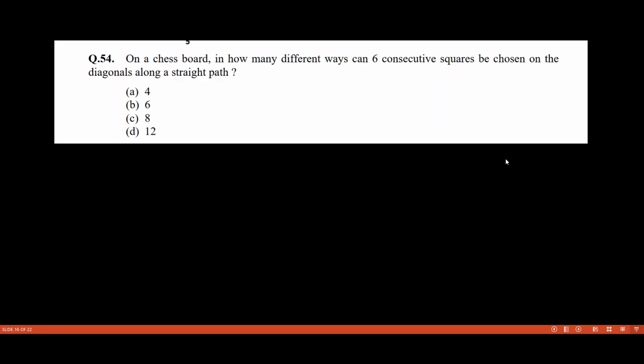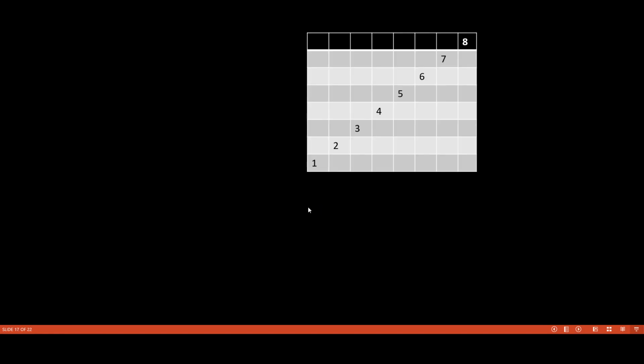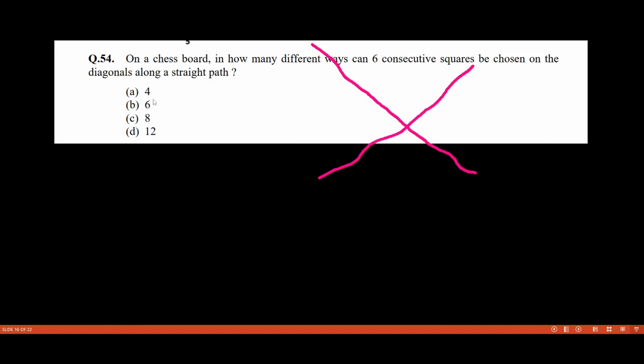Let's see the next question of the UPSC. In this question: on a chessboard, in how many different ways can 6 consecutive squares be chosen on the diagonal along a straight path? Let's see this with the help of a figure. This is the diagonal, and how many diagonals can a chessboard have? Only 2 diagonals. One goes through like this, and the other goes through like this. And it is asking in how many ways 6 consecutive squares can be chosen.